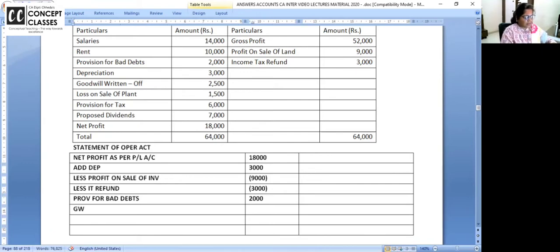Goodwill written off. Add back. Why? Because goodwill written off is a book entry. Some goodwill is lying there. Credit goodwill, debit P&L. No money has gone out. Add back. Loss on sale of plant. Add back. 1,500 is loss. But sales value is already taken as inflow in the investing activity. So 1,500 loss, so it's not important.